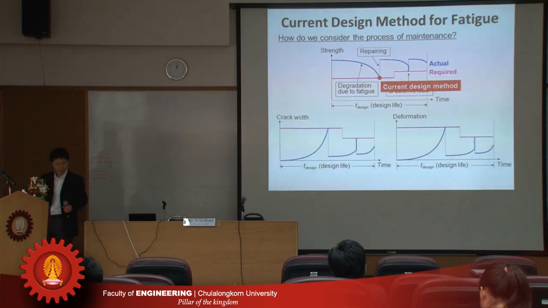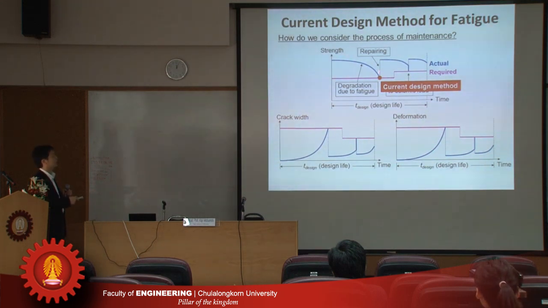Then, in the current design method for fatigue, it gives only this point when the failure happens. As I mentioned, the process is completely unknown. It means that the shape of this curve is unknown. So it means that we cannot verify how much strengthening or how much repairing is needed for the structure. It's one of the problems.